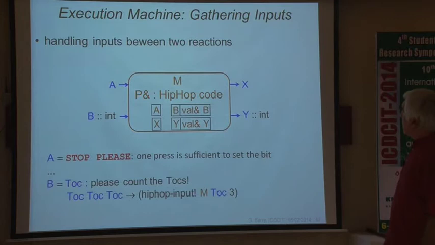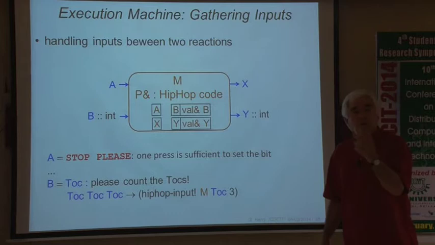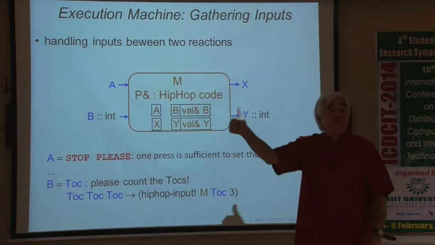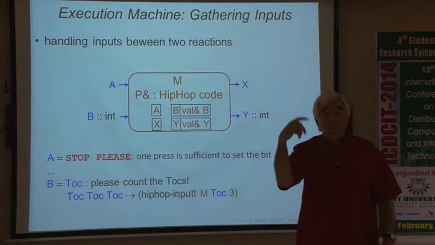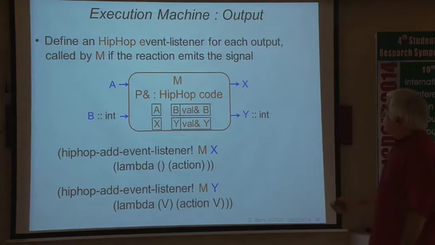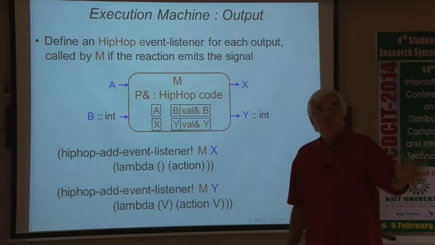When the machine is sleeping, you may receive several events, so you have to know what to do. For example, if you are in a bus and you press stop please, only the first one matters. If 20 people press stop please, it's the same, so you ignore all the other ones. Or maybe if you have some people here, hit your door, talk, talk, talk, maybe you want to count the talks. That's your problem. And the output is very simple. You define an event listener that you put on the output. It's a function which says what to do when this signal is emitted. I won't enter into detail. This is completely standard in reactive programming.